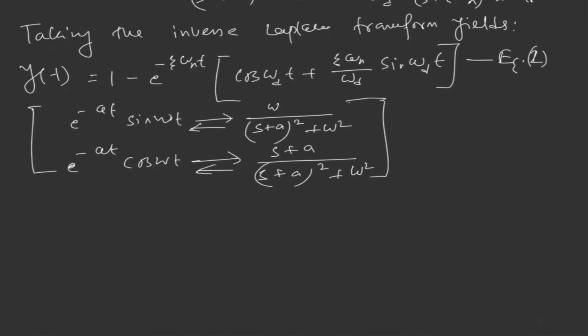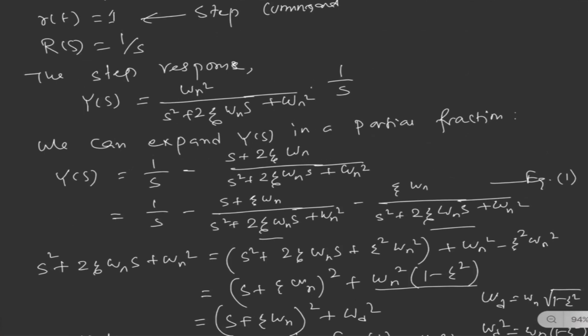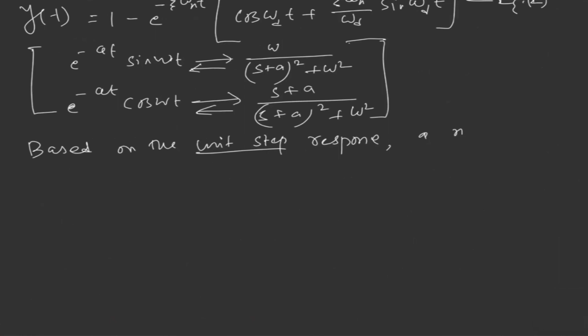Based on the, let me write, based on the unit step response. Why is it a unit step? Because we have taken r of t equal to 1, a unit step. This is the expression we have taken, that's our unit step. Unit step responds a number of different specifications may be given.